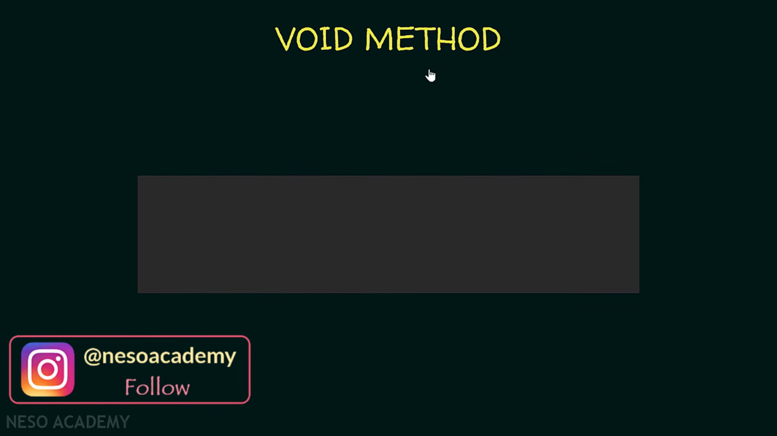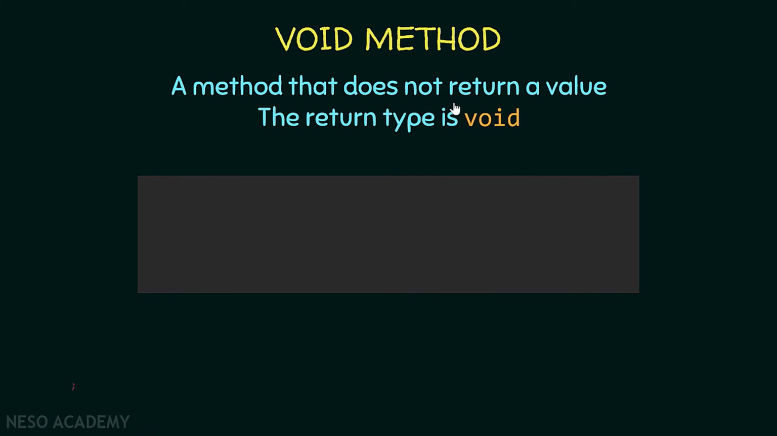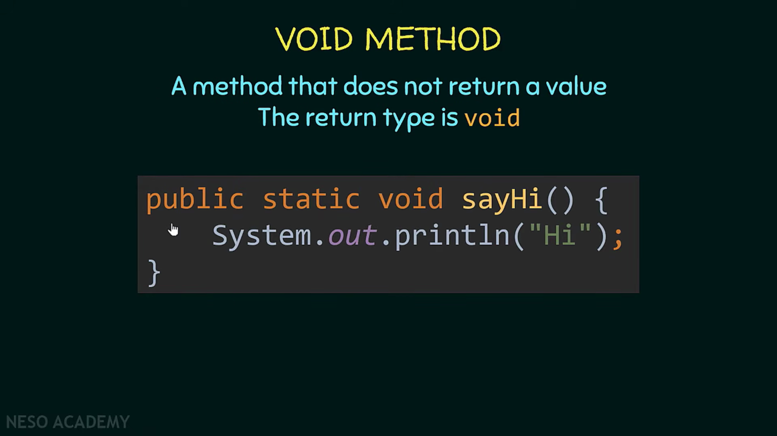What is a void method? It is a method that does not return a value. In other words, the return type of the method is void. This is an example of a void method. So let's remember how we can write a method in Java. First of all, we will use the public keyword in order to make this method a public method. And previously we saw that a public method can be accessed from outside the class, okay?